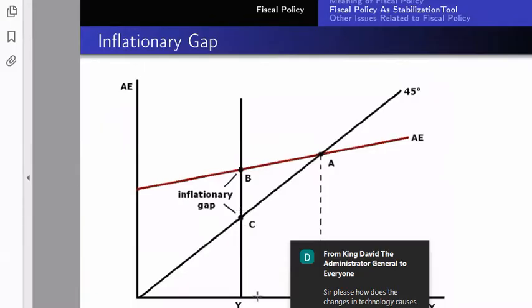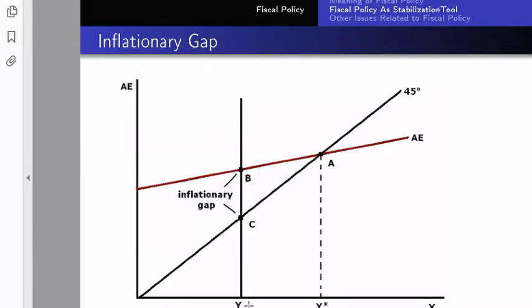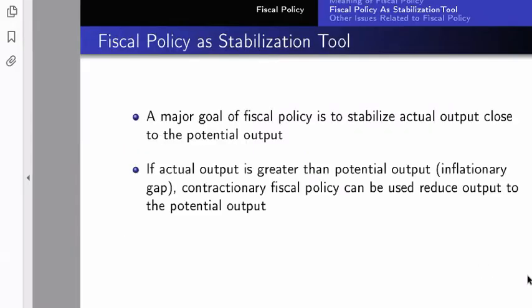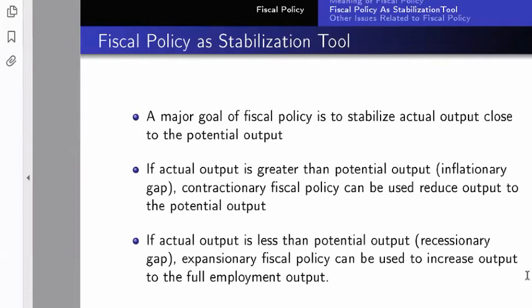Okay. So here, this is the potential, and this is the actual. We want the economy to come back here. So the ideal thing for the government to do is to reduce aggregate expenditure. If it reduces aggregate expenditure, this thing will drop. The AE line will drop. Okay, and then the actual will be equal to what? The potential.